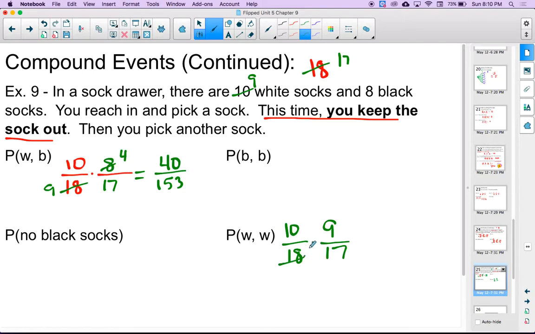Let's do some simplifying. Divide both of those guys by 9, I get 1 and 2. Multiply straight across, I get 10 34ths. And I can simplify that to get 5 17ths. Okay, so just think about how that affects things for us, this keeping the sock out.